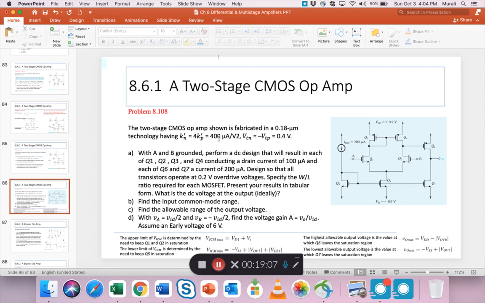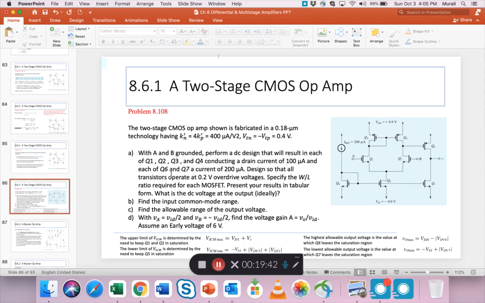It's a matched set because Kn is 4 times Kp. The Vt's are pretty much equal, so that's a good thing. So first, with A and B grounded, so assume that A and B have a ground, perform a DC design that will result in each of Q1, Q2, Q3, Q4 conducting a drain current of 100 microamps. So each of these has to be 100, which means the total bias current will be 200, right? Twice.